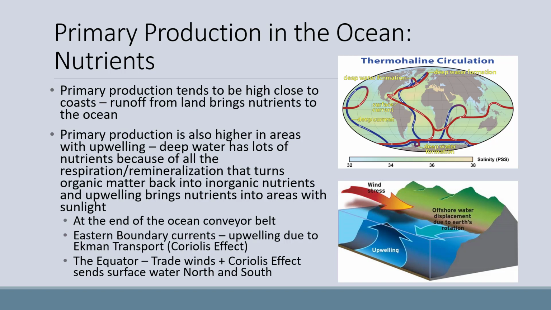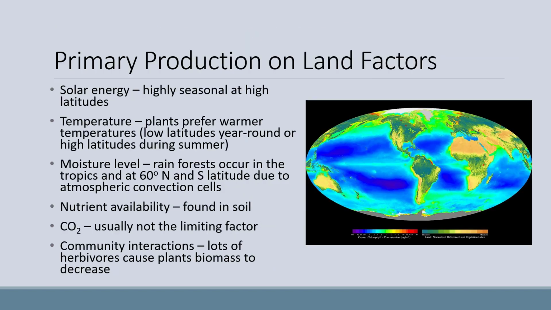Primary production tends to be high close to the coasts. This is because runoff from land brings nutrients to the ocean. Primary production is also higher in areas with upwelling. Deep water has lots of nutrients in it because of all the respiration, or remineralization, that turns organic matter back into inorganic nutrients, and this fuels primary production. And upwelling brings these nutrients to areas of high light. You see deep water upwelling to the surface at the end of the deep ocean conveyor belt. There are a lot of factors that affect primary production on land as well.